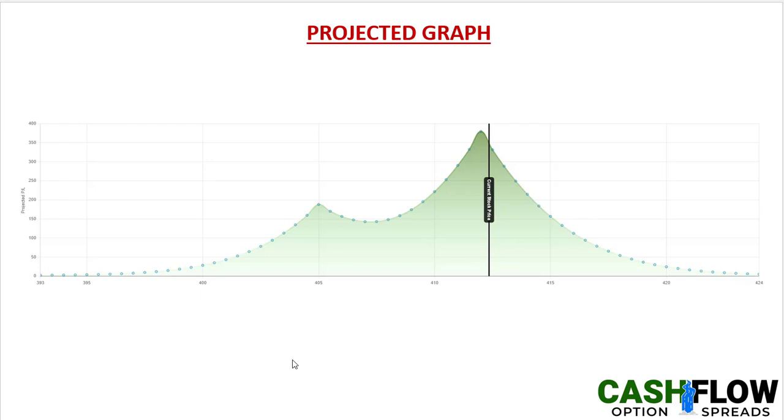But if you understand how the projection graphs work and how the calculations work, then you understand that there's an issue here. And that issue is what I call the dead zone. It's a sagging area of the profit zone in between two of the profit peaks. Okay, so I've highlighted it in pink. That's where the risk is.